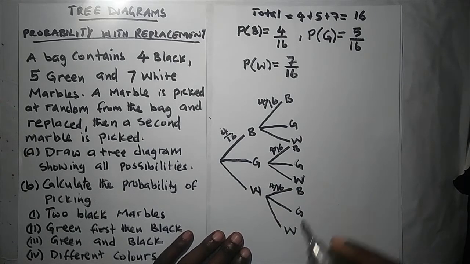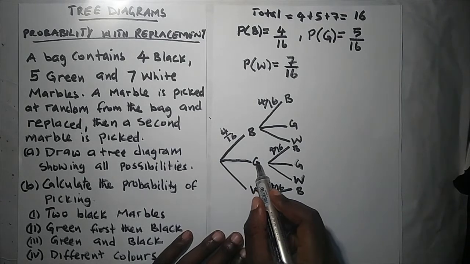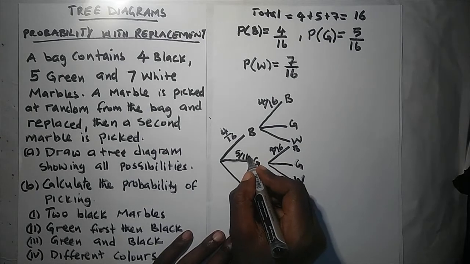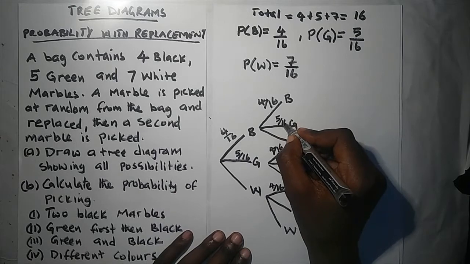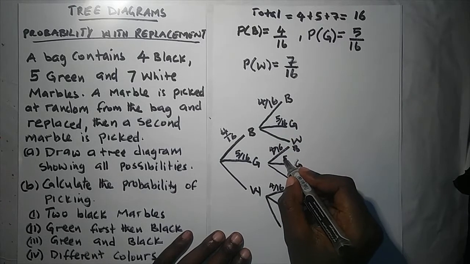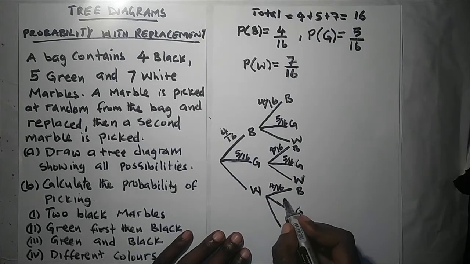Then we come to green. Green is 5 over 16. Here is green, G, so you're going to have 5 over 16. Even here you have green, so 5 over 16. Again here you have G, so it will give us 5 over 16. And in the last one here you also have G, so 5 over 16.